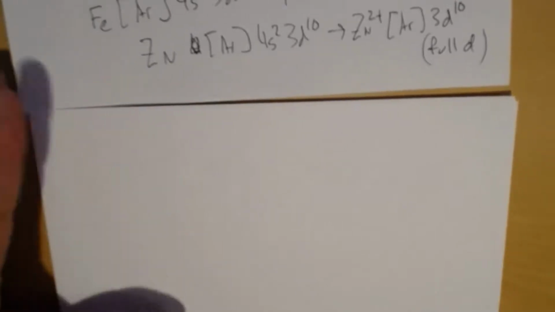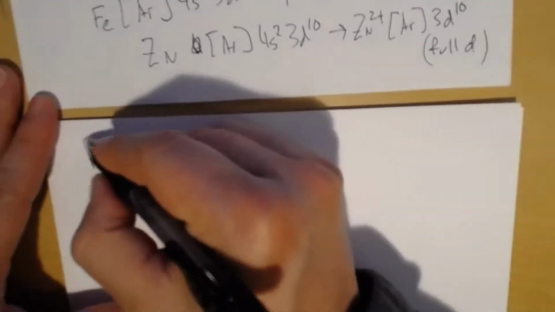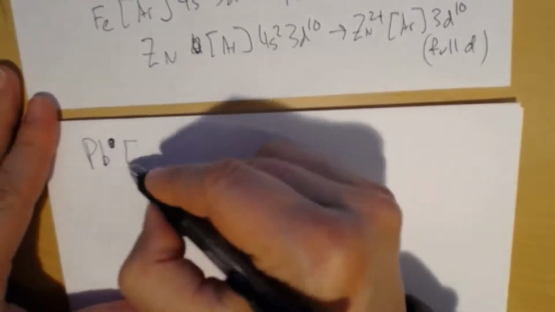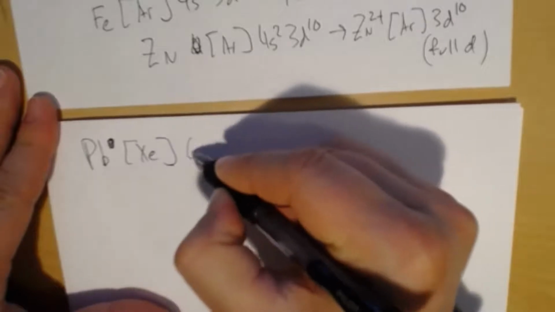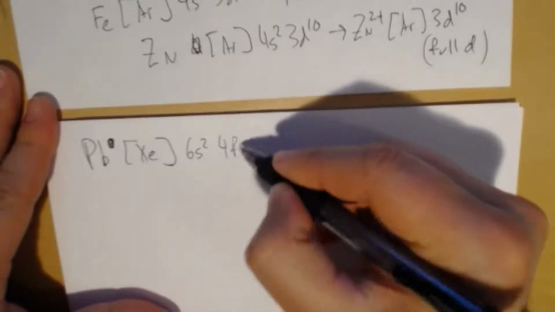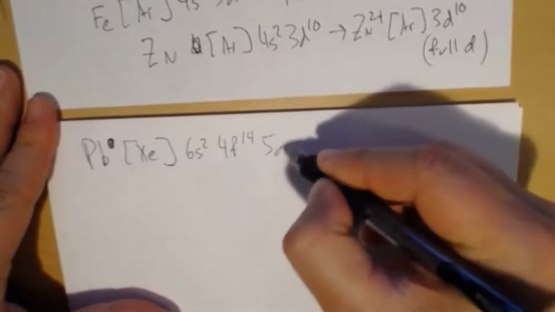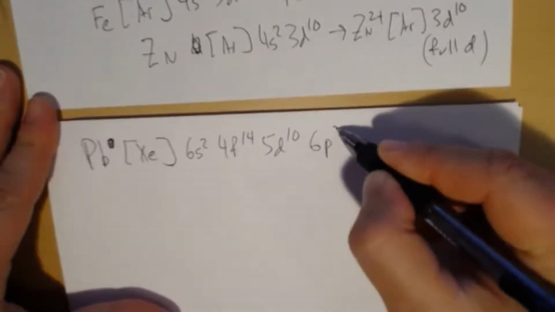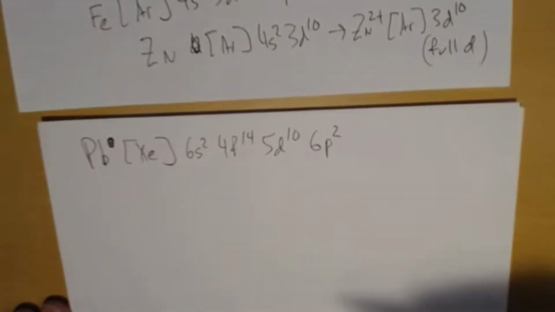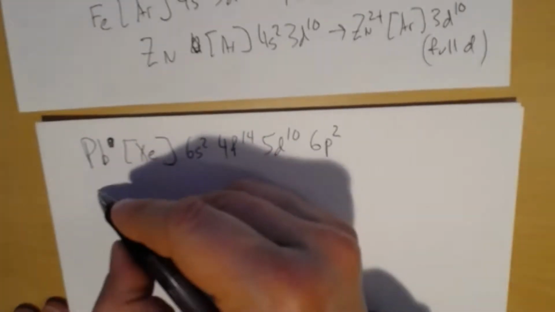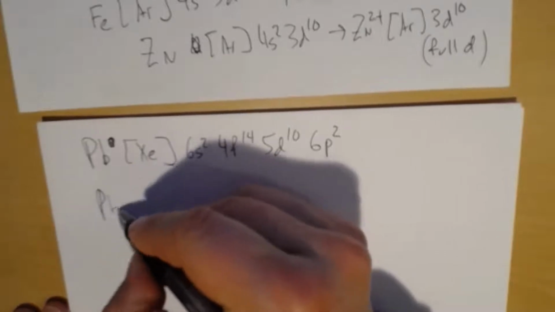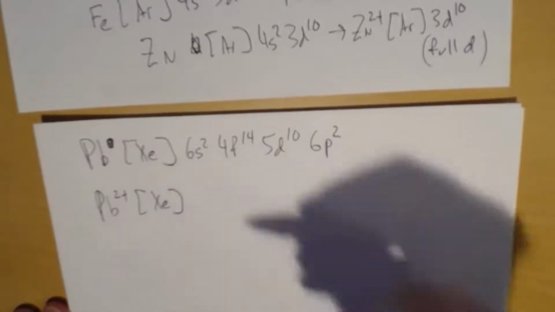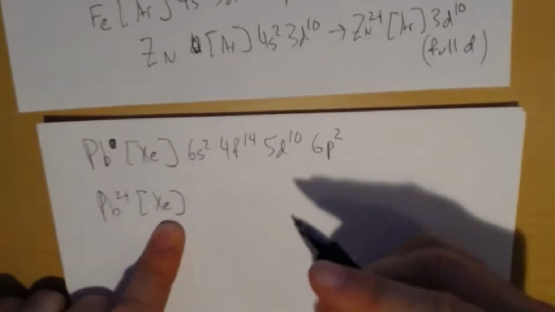Let's do lead. What about lead? I was mentioning lead earlier. Let's just do lead first. So lead is xenon 6s2 4f14 5d10 6p2. Lead basically has two situations. There's lead 2+, which would be what? What would I do? I'm not going to touch the noble gas. What would I get rid of?